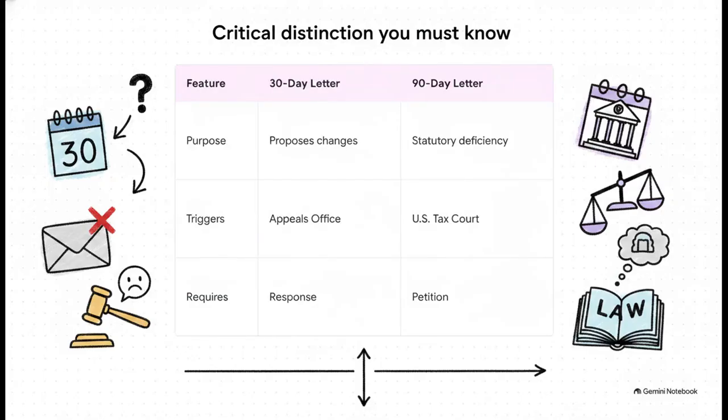Now, a really critical distinction you'll see tested is the difference between the 30-day letter and the 90-day letter. If you disagree with an audit, the IRS issues a 30-day letter. Ignoring this letter means forfeiting your administrative appeal opportunity. On the flip side, the 90-day letter, also known as the statutory notice of deficiency, legally controls your 90-day window to petition the U.S. Tax Court. This notice is a formal legal determination by the IRS that additional tax is owed. Missing this 90-day window changes your legal options entirely.